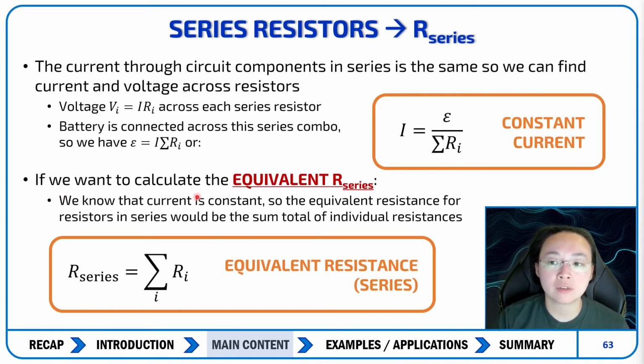Now, if we want to calculate the equivalent resistance of resistors in series, we know that the current has to be constant, so the equivalent resistance would just be the sum of the individual resistances. So R series is simply the summation of your individual resistors. That's very similar to capacitors in parallel, but this is for resistors in series.